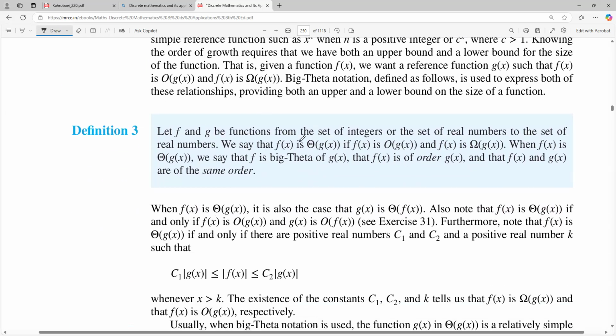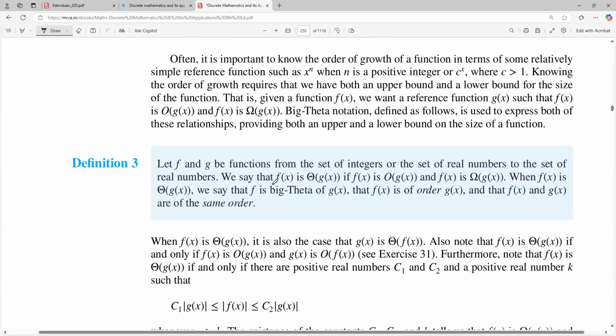Big theta is both of them combined. So you want to prove F of X is big theta of g of x if f of x is not only big O of g of x, but also f of x is big omega of g of x. Basically, if you were to see this graphically, it's kind of like saying they both grow at a similar rate.